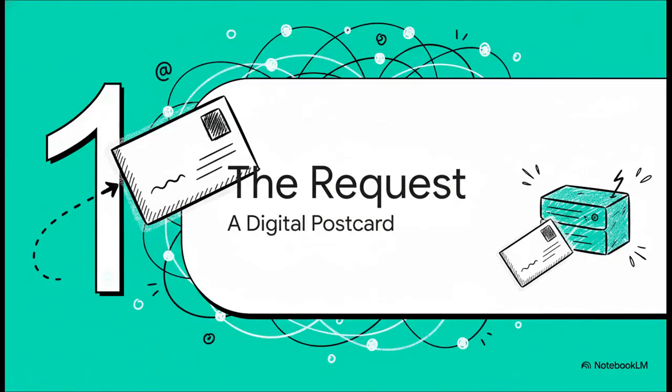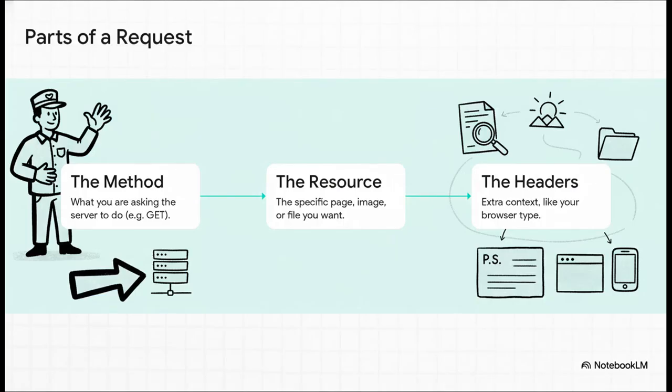So let's start with the first half of this chat, the request. Probably the simplest way to think about an HTTP request is to picture it as a digital postcard. You're sending a message to a server asking for something. And just like a real postcard, it needs a clear address and a clear message. So every single request has three main parts. First, you've got the method. That's the verb, what you're asking the server to do. Most of the time, you're just asking to get something. Second is the resource. That's the noun, the specific page or image you actually want. And finally, you have headers, which are kind of like a PS on your postcard, adding extra info, like what kind of browser you're using.